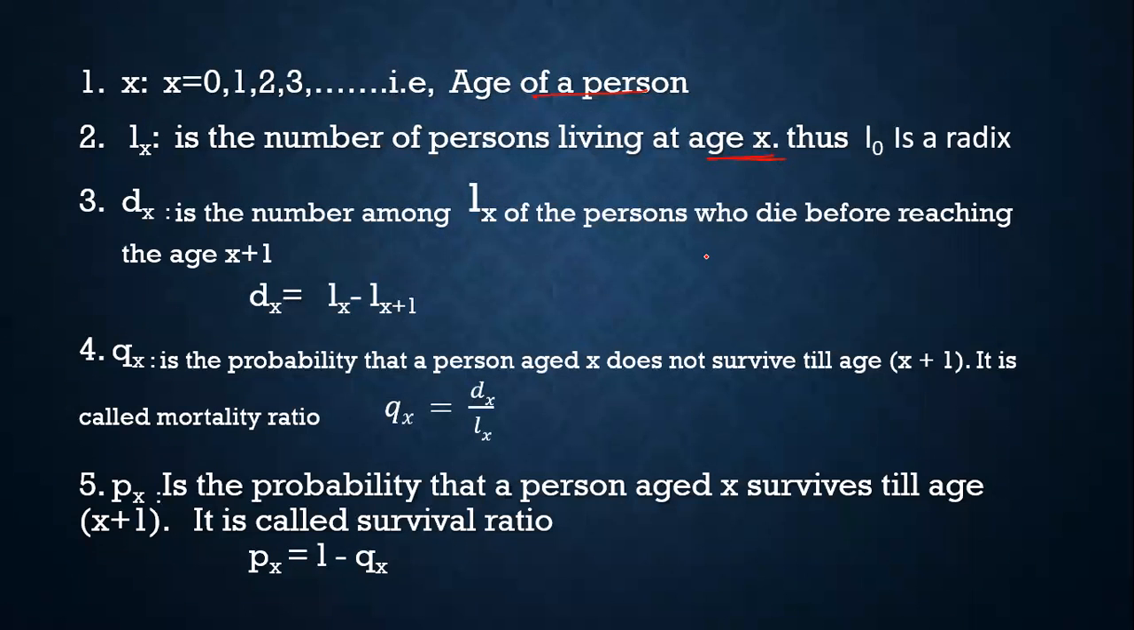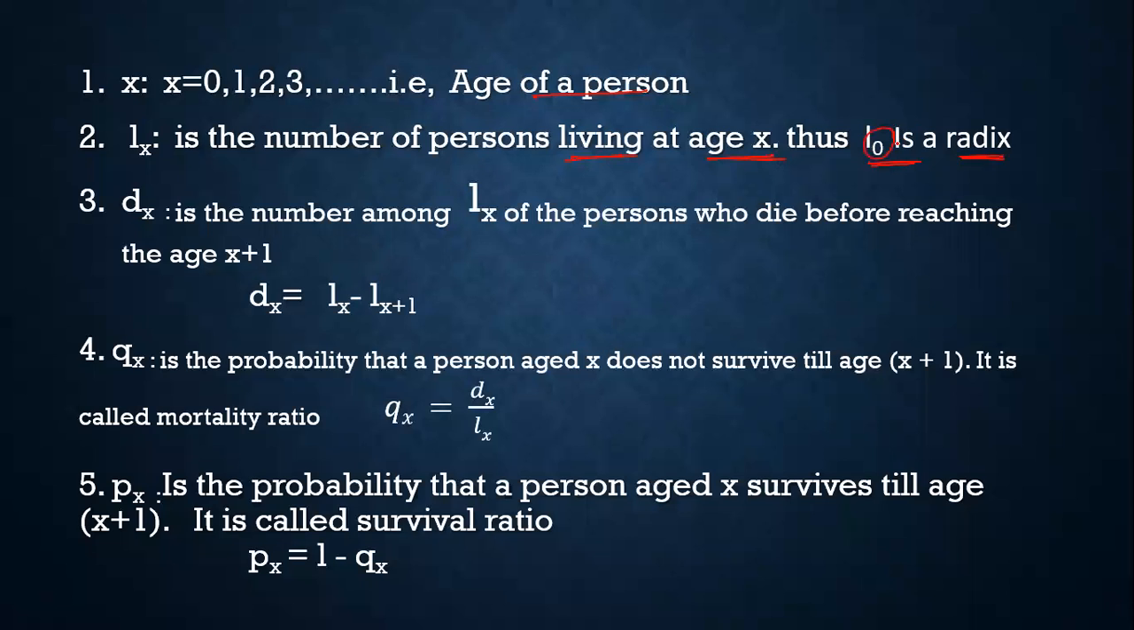The number of living of a person, here we consider survival; the number living of a person will be taken into consideration. Also in the calculation we indicate L0. L0 is a radix, for the previous year. Zero will always be for the previous year. Here it is nothing but the number of persons living in the 0th year.